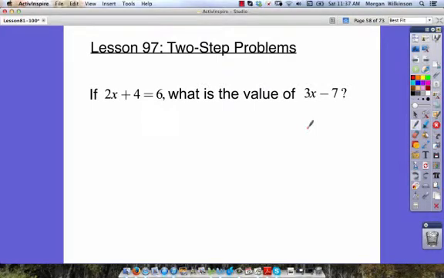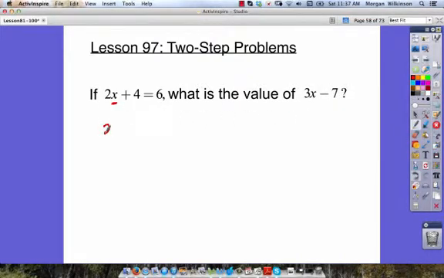Lesson number 97 is about two-step problems. And our questions, obviously, are going to have two steps. So our question says, if 2x plus 4 is equal to 6, what is the value of 3x minus 7? In order to do this two-step problem, our first step is to find out what x is equal to to make this equation true. And then we're going to substitute that value in for our second piece in order to figure out what this will simplify to.